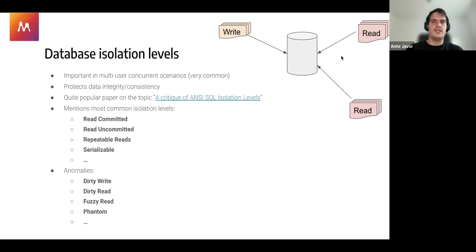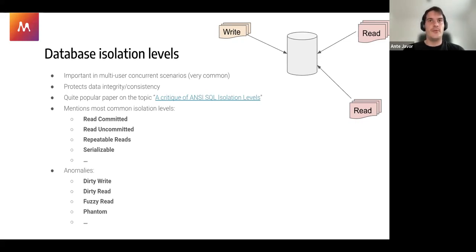If you can see this visualization, you essentially have the database and there are reads coming in and writes coming in and things happening. And you're not sure at what moment something will get executed, and operations can mess each other up.